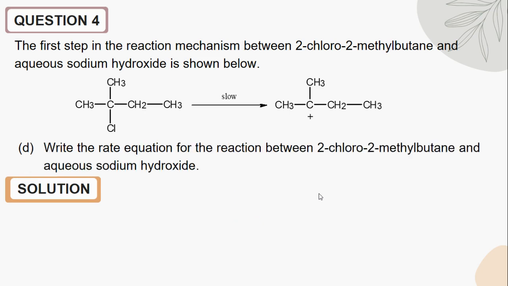And then lastly, write the rate equation for the reaction between the haloalkane and the aqueous sodium hydroxide. Because this is SN1, the rate of reaction only depends on the first step. In the first step, you only have the 2-chloro-2-methylbutane. So rate equals k, concentration of 2-chloro-2-methylbutane.